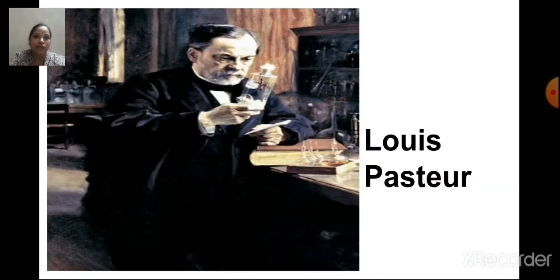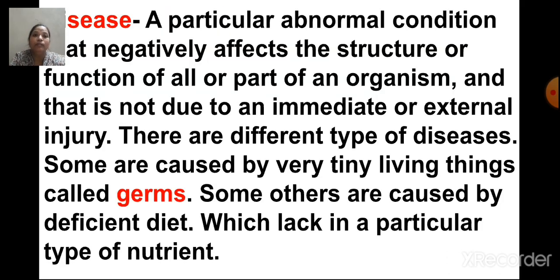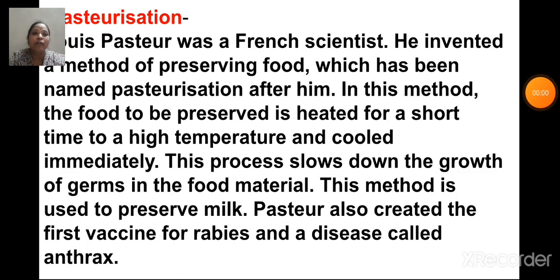This is a picture of Louis Pasteur, a French scientist. He invented a method of preserving food which has been named pasteurization after him. In this method, the food to be preserved is heated for a short time to a high temperature and cooled immediately. This process slows down the growth of germs in the food material.